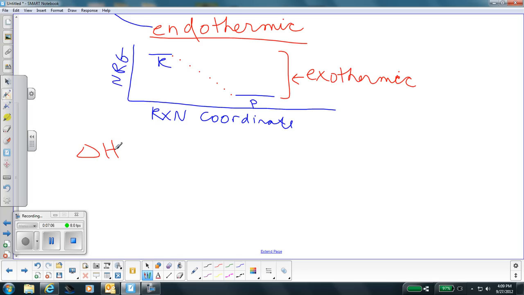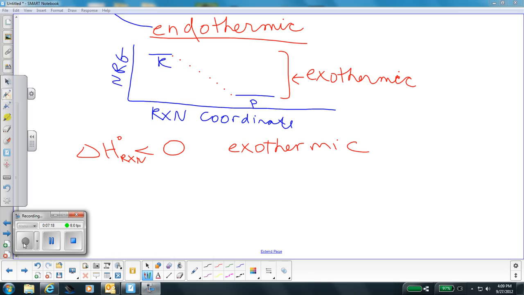If delta H is less than 0, that's negative, the reaction is exothermic. If the heat of reaction is positive, greater than 0, hopefully you've got this figured out. What do you think? That's right, if you got it. The reaction would be endothermic if delta H was positive.